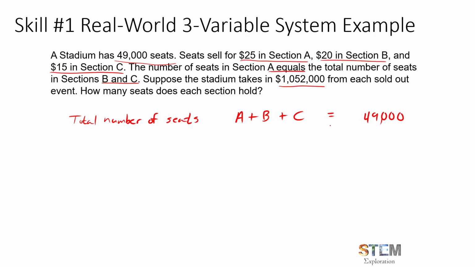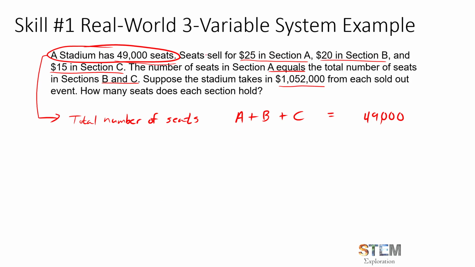And this is going to be our first equation that we can use in our three variable system. We can take the total number of seats, and we get that just from this first sentence: a stadium has 49,000 seats. Most word problems, at least in your Algebra 2 textbook, are going to ask you to extrapolate an equation from each sentence, or maybe the combination of two sentences.